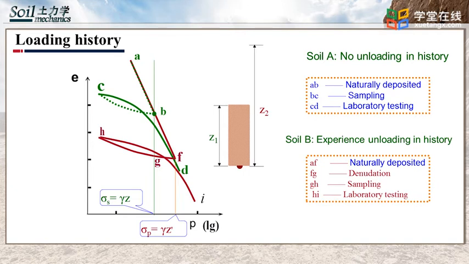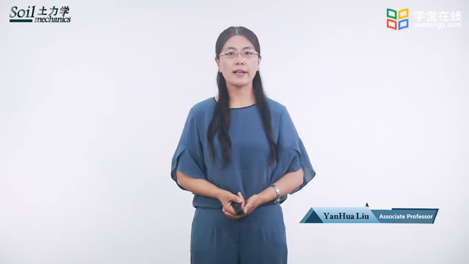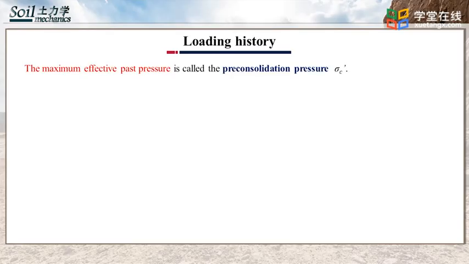When the effective pressure on the specimen becomes greater than the maximum effective past pressure, the change in the void ratio is much larger, and the e-log p relationship is approximately linear with a steeper slope. For further discussion of the effect of stress history on the soil compressibility, we define the pre-consolidation pressure, designated by sigma c prime, as the maximum effective past pressure experienced by the soil.